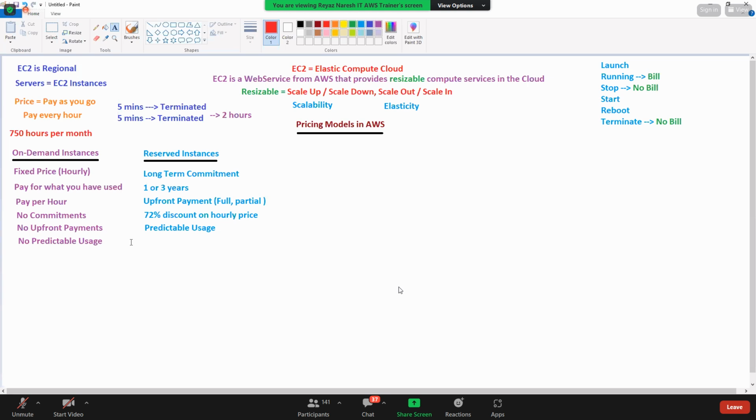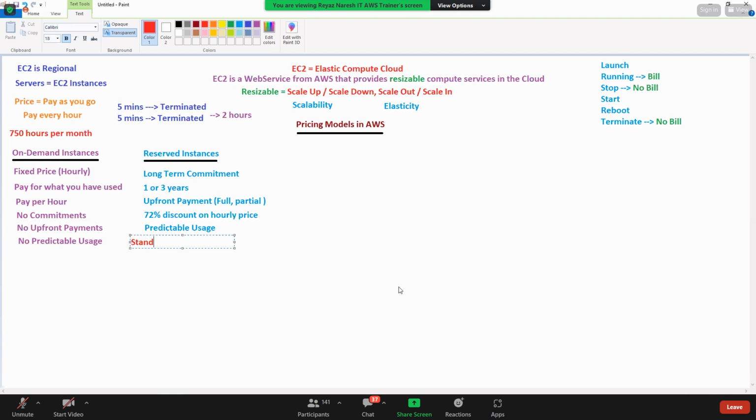There are two types of reserve instances. One is standard RI, meaning reserve instances, and then convertible RI. Standard RI, convertible RI. Standard RI meaning your normal 72% discount, which is for longer workloads. Convertible RI meaning where you'll be using it for long workloads only with flexible instances. You get 62% discount in this case.